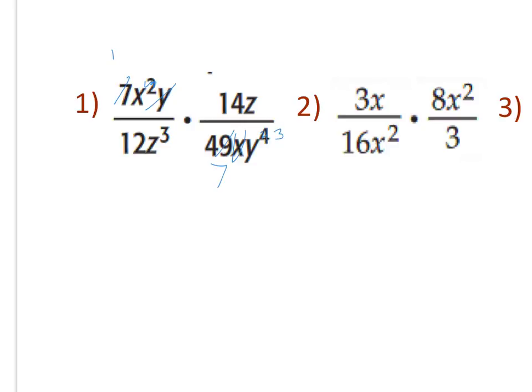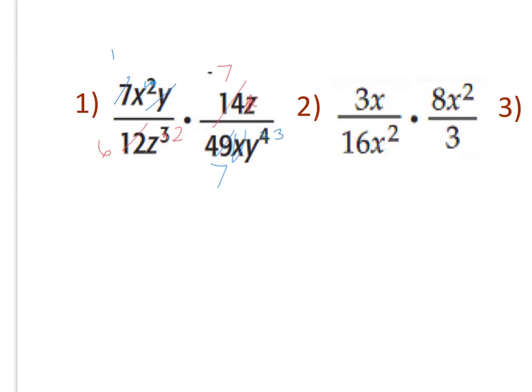And then if I look at the other cross products, 12z cubed and 14z, I can take a 2 out of both the 12 and the 14. So the 12 becomes a 6. 14 becomes a 7. If I take away that z there, I'm down to z squared. Now, I'm really just multiplying fractions, but now I have different terms. I have variables and numbers, so I looked at simplifying cross products first, and now I'll multiply straight across.